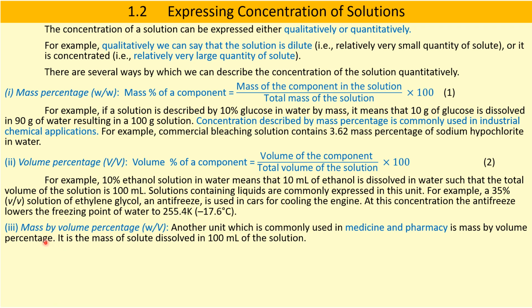The third category is mass by volume percentage, that is W by V. Another unit which is commonly used in medicine and pharmacy is mass by volume percentage. It is the mass of solute dissolved in 100 ml solution.